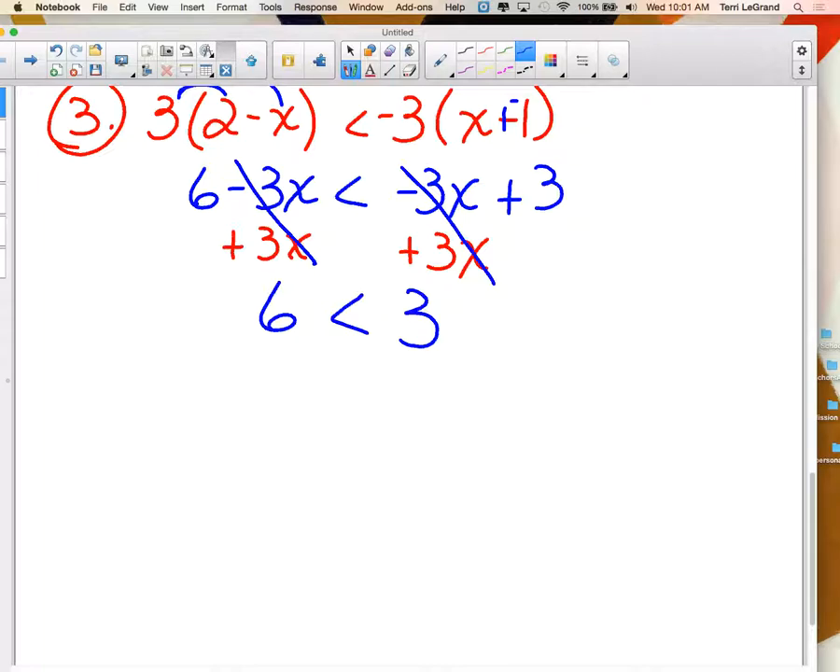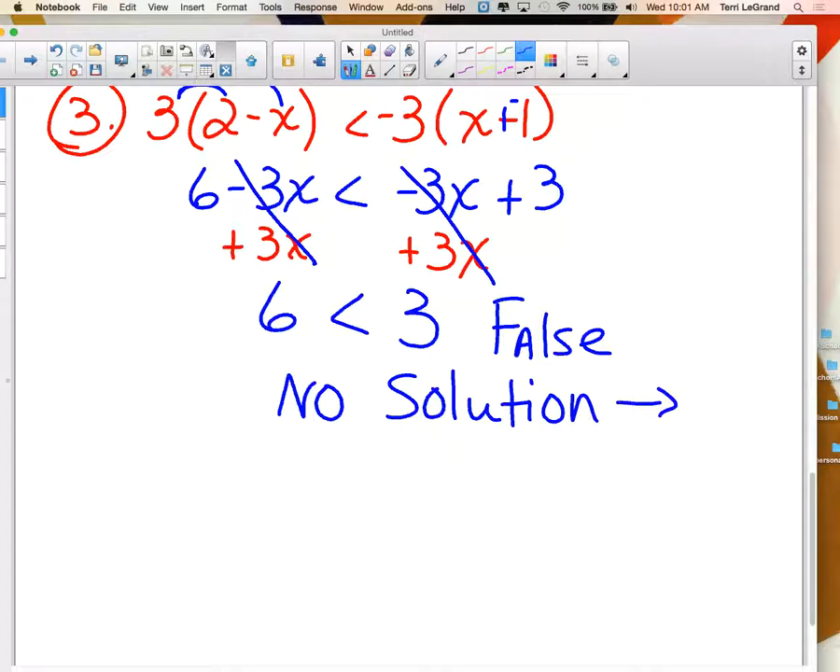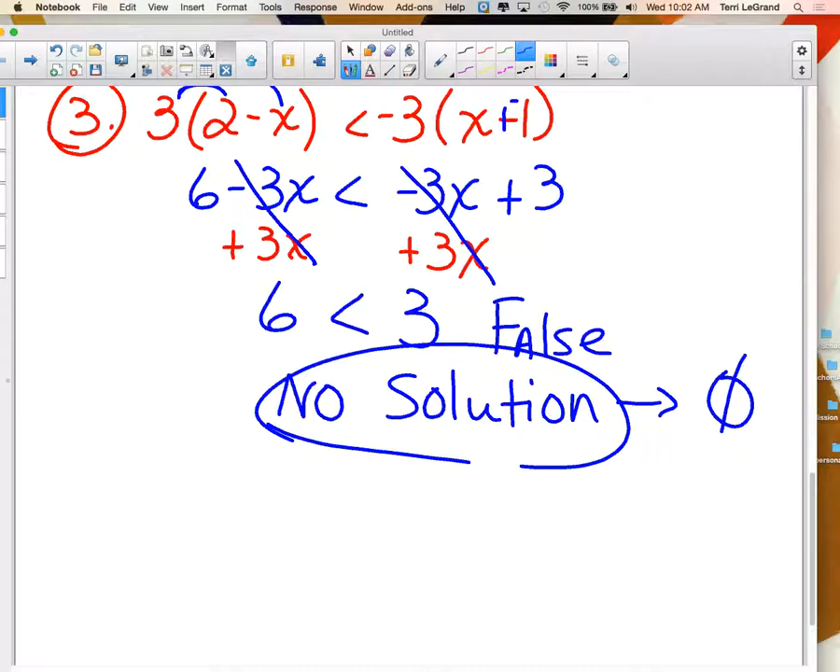If the resulting statement is true or false, right? If it's true, it would be all real numbers. If it's false, it would be, okay, is ours true or false? False. This is false. So what are we going to say? No solution. And if there's no solution, do you remember the mathematical symbol for it? Yeah, empty set. If it's no solution, do we need to graph it? No, we just make an empty number line, right? Okay.